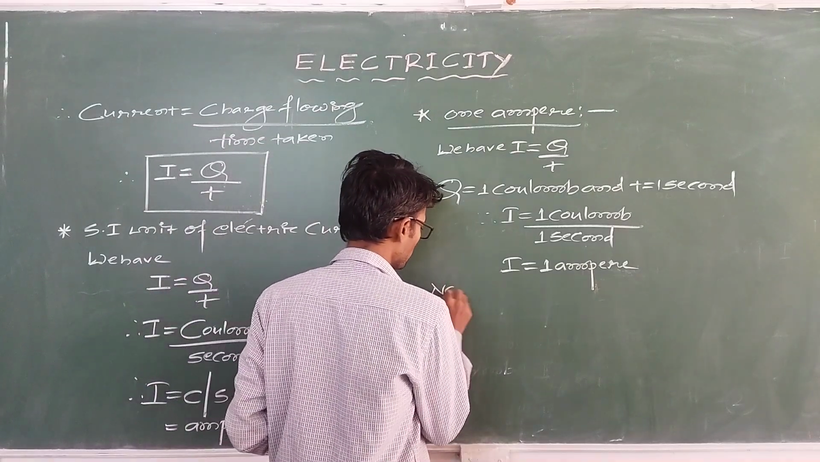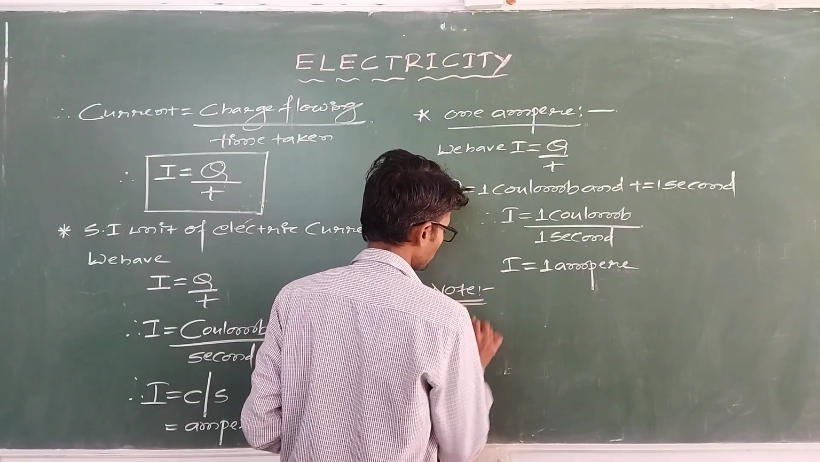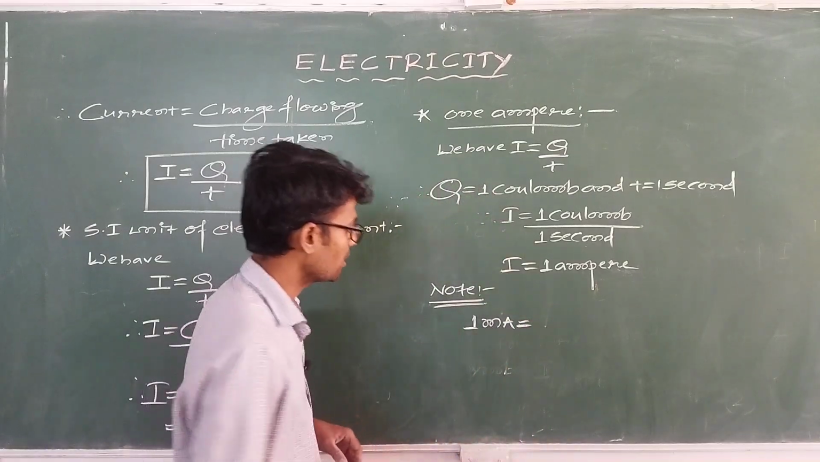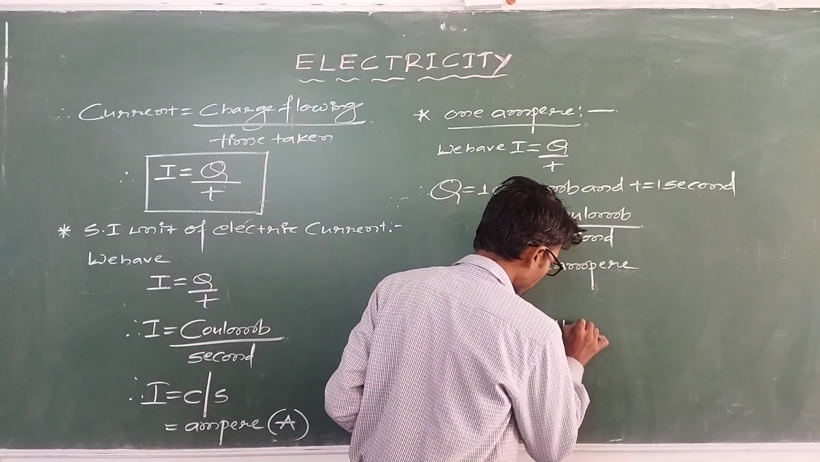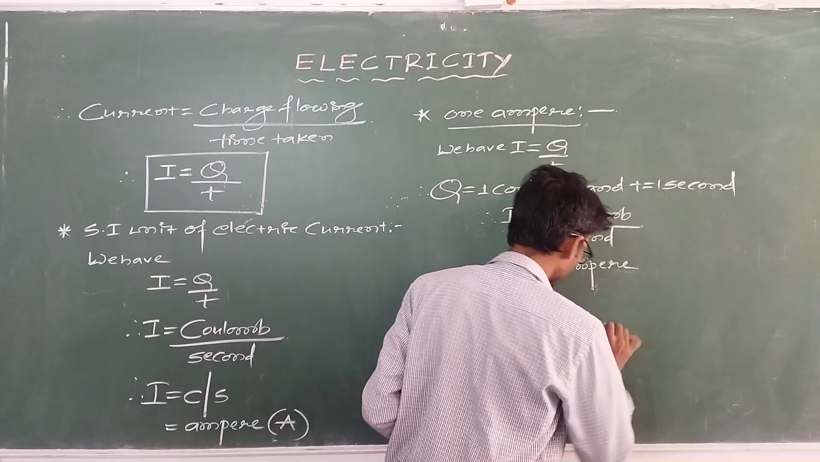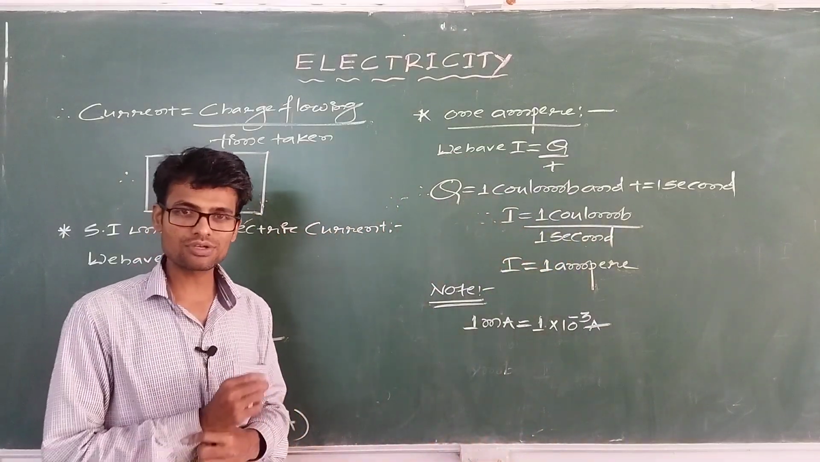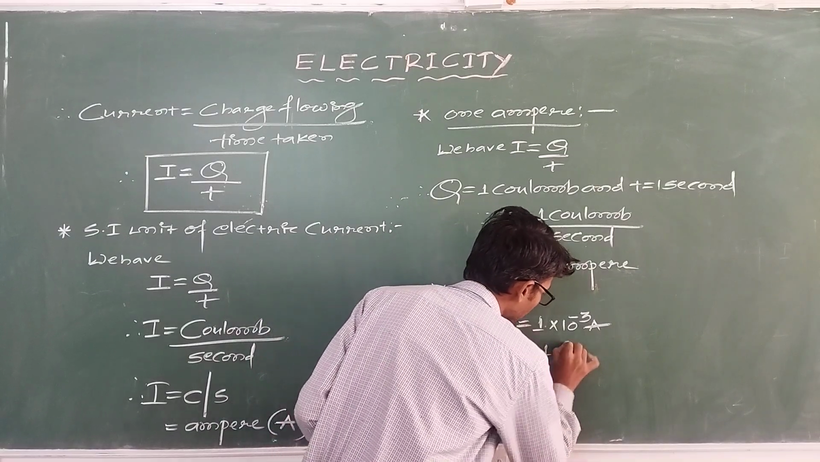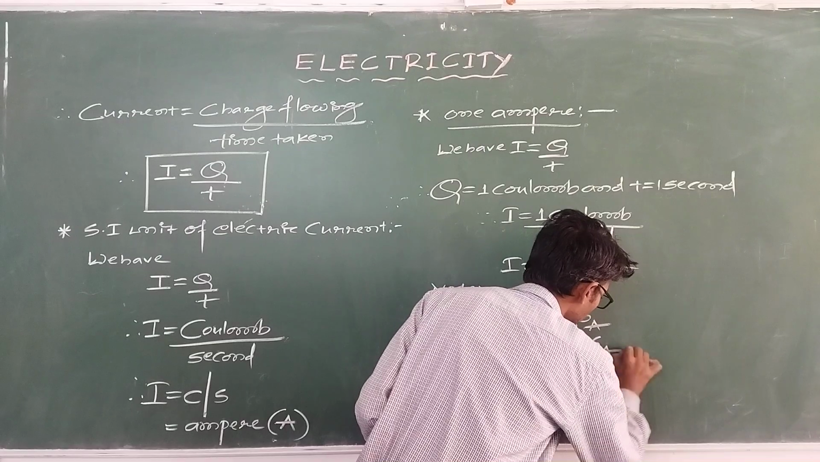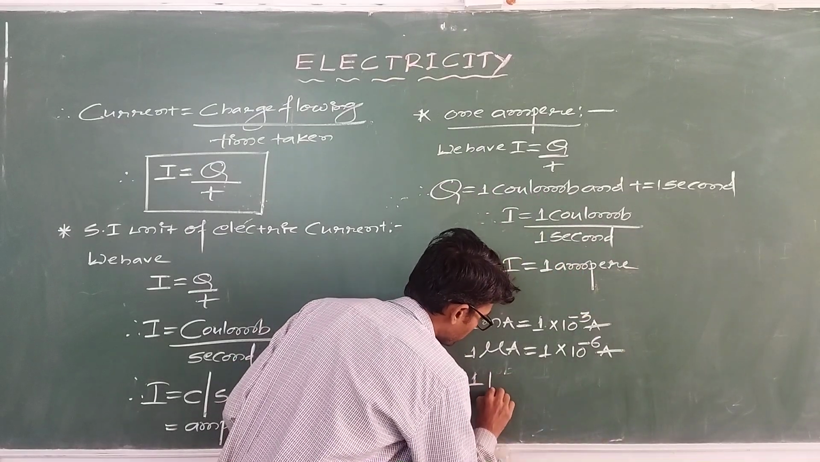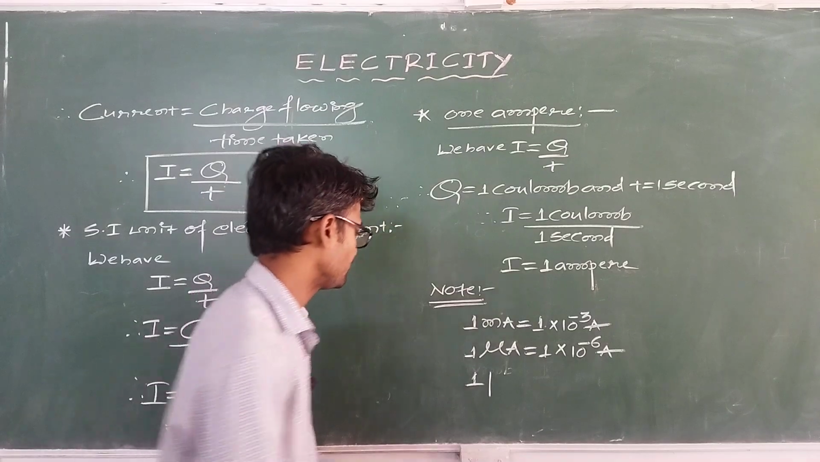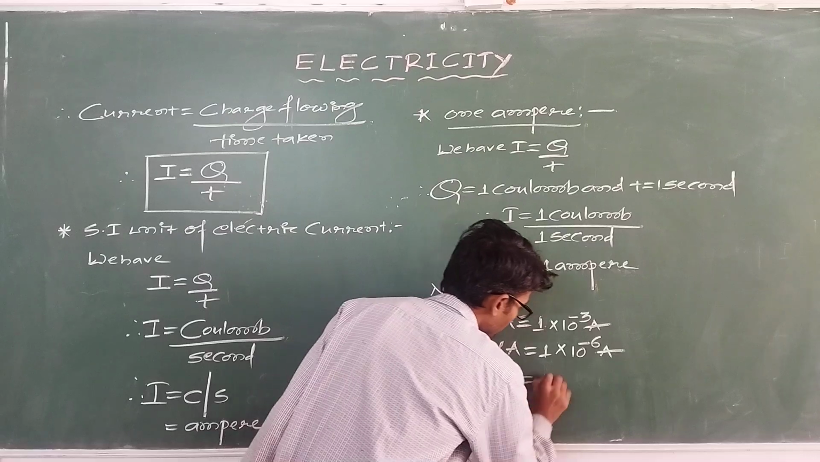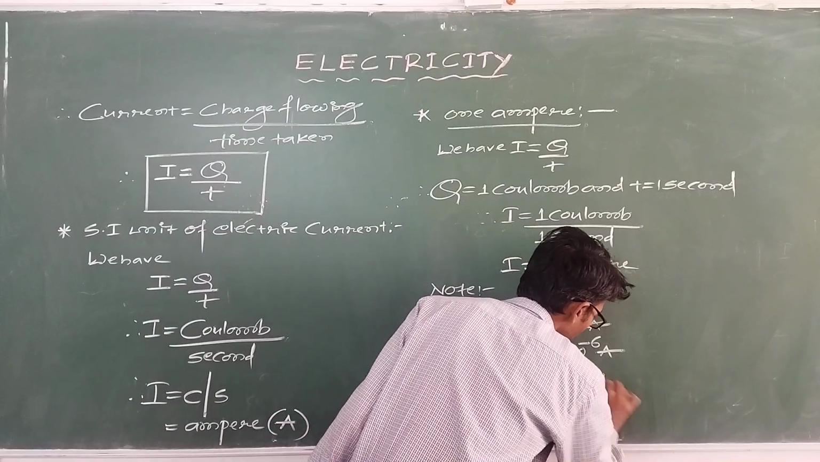Now after this we have some points to be remembered. Note: we have 1 milliampere, which is 1 into 10 raised to minus 3 ampere. After this we have 1 microampere, which is 1 into 10 raised to minus 6 ampere. Next, 1 nanoampere is 1 into 10 raised to minus 9 ampere.